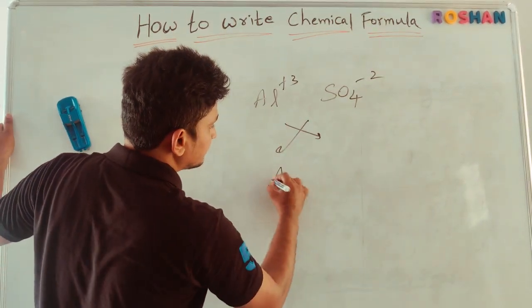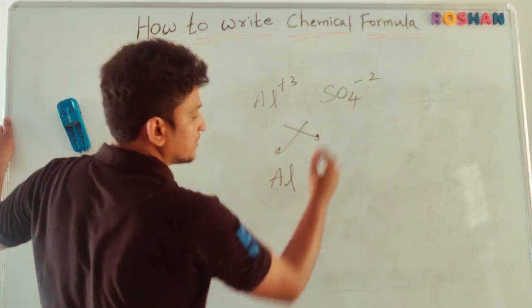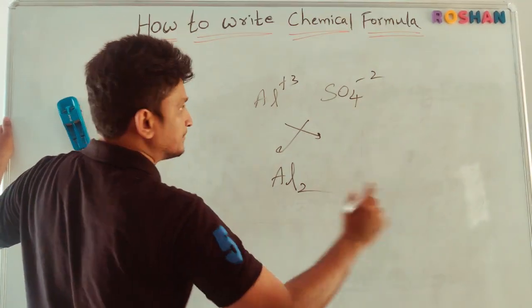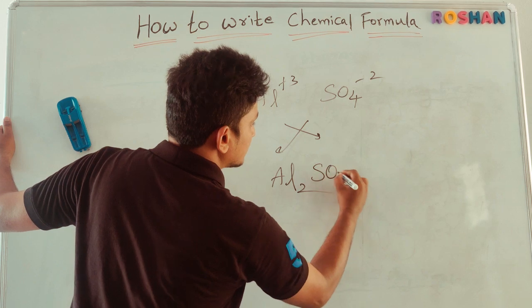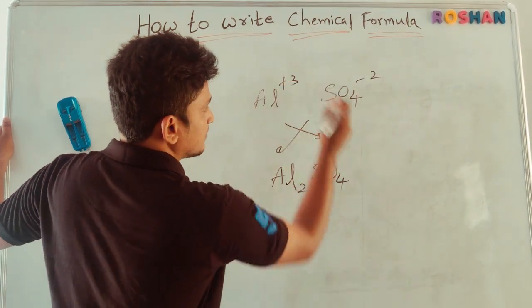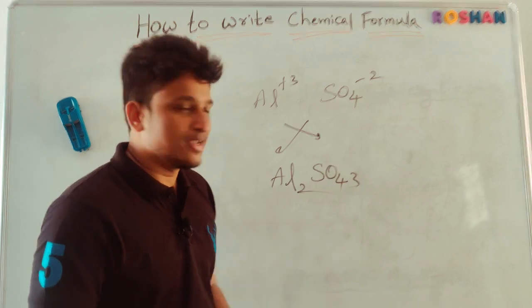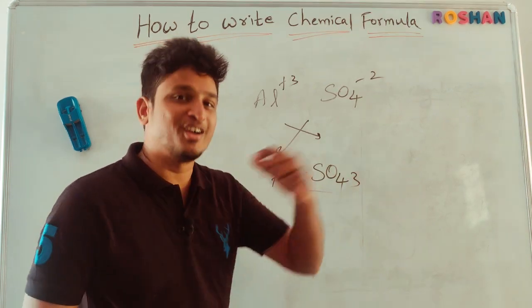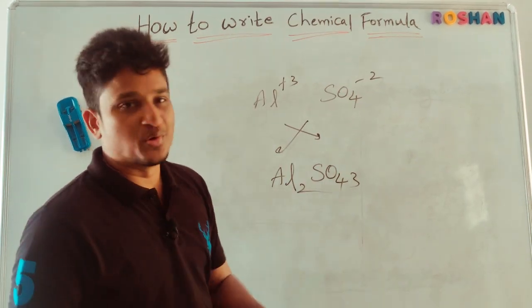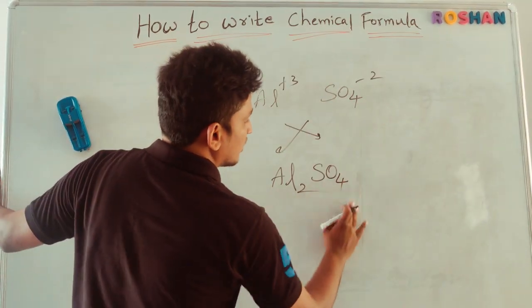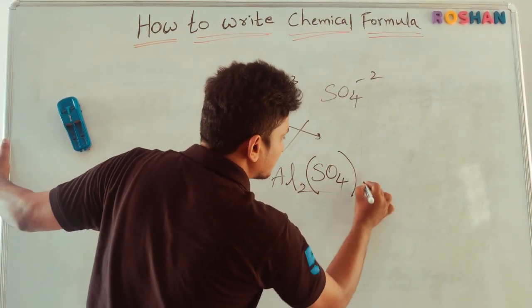First write Al. What is the opposite charge number? 2. Clear? Next, opposite radical SO4. What is the charge number? 3. Is it correct? What does it mean? 2 aluminiums are there, 1 sulfur is there, 12 oxygens are there. Is it correct? No. Then how to represent? The whole SO4 you have to keep in brackets.